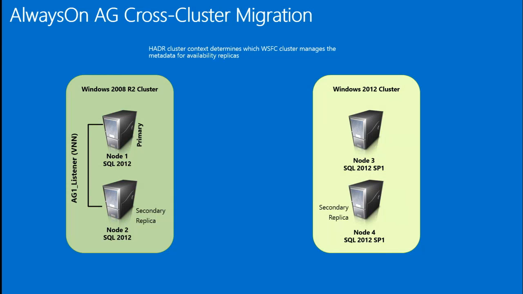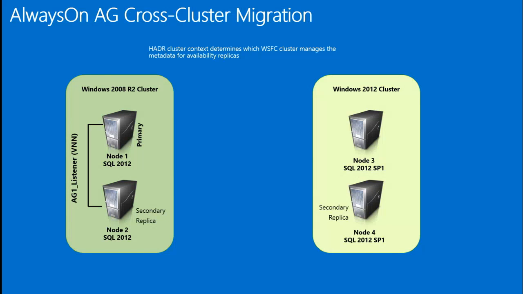First thing we do is give you a definition of HADR cluster context. This is a feature where the cluster instance determines which cluster manages the availability replica. That means on the left side, because that's my primary, my production, Windows 2008 R2 is my cluster context manager. That's how I manage all my replicas on that instance.